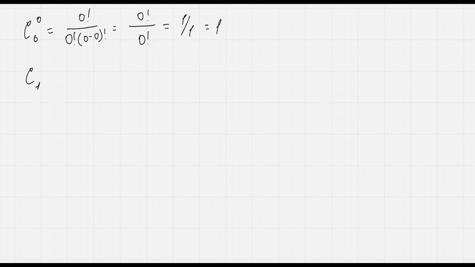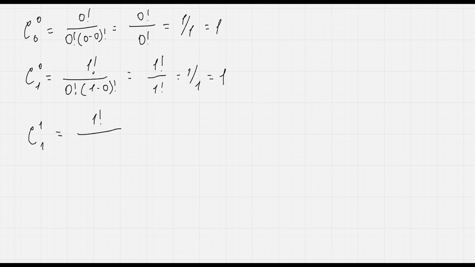C of 1 and 0 is equal to 1 factorial divided by 0 factorial multiplied by (1 minus 0) factorial. That is 1 factorial divided by 1 factorial, that is 1 divided by 1, that is 1. C of 1 and 1 is equal to 1 factorial divided by 1 factorial multiplied by 0 factorial. That is 1 factorial divided by 0 factorial, that is 1 divided by 1, that is 1.